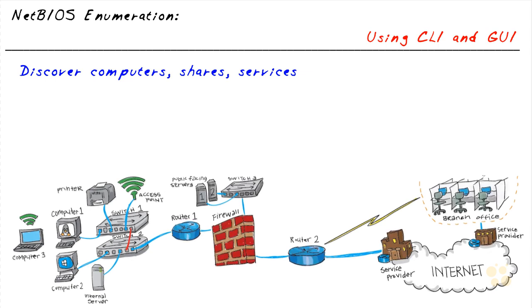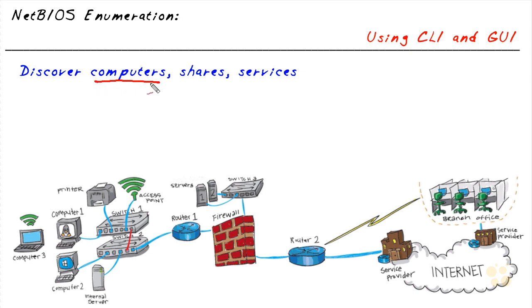And one of the great things about NetBIOS is that there's a lot of information that we can discover, including computer names, shares that are available on the network, and services that are all being advertised or promoted as part of NetBIOS. And what I thought would be fun to do is let's go ahead and use the command line interface and some graphical user interface tools to enumerate some network devices using NetBIOS.